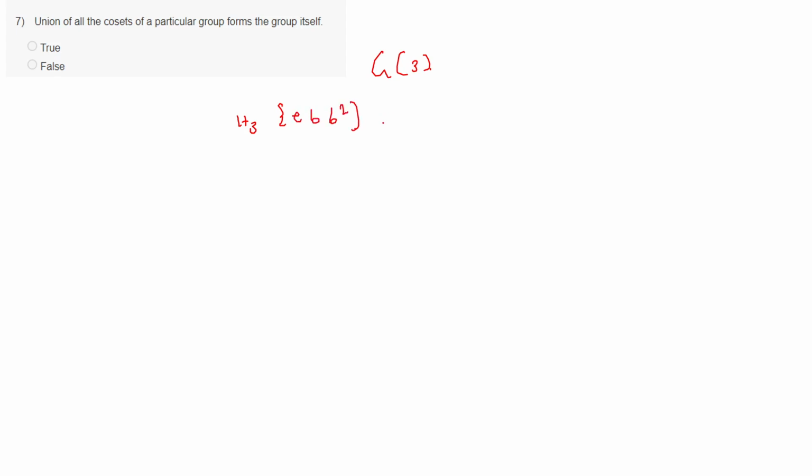E, B, B square are like E H3, the same group, and A into H3 will be A, AB, AB square. So there are only two cosets for the subgroup H3.